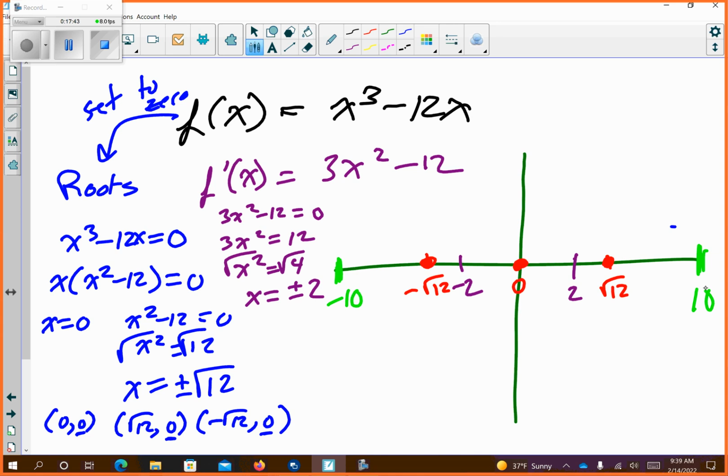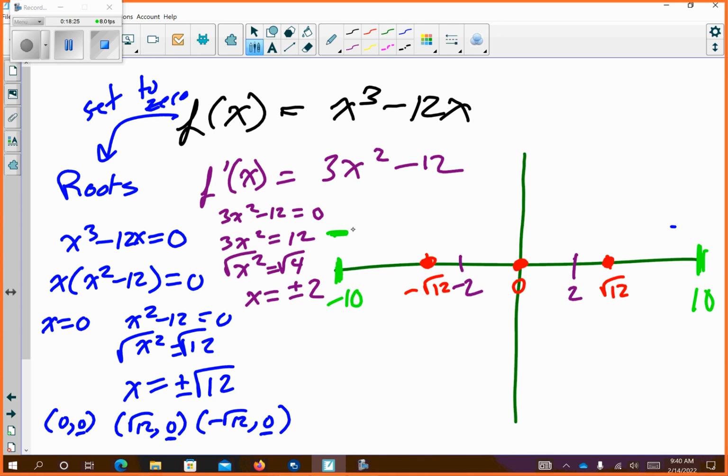So let's pick negative 10. Negative 10, let's plug in. Negative 10 times negative 10 times negative 10 is negative 1,000. Agree? You follow me on that math? Negative 1,000, negative 12 times negative 10 is positive 120. Negative 1,000 plus 120. Is it still negative? Okay. So that means this is going to give me negative in the y direction. Means it's underneath the x-axis.